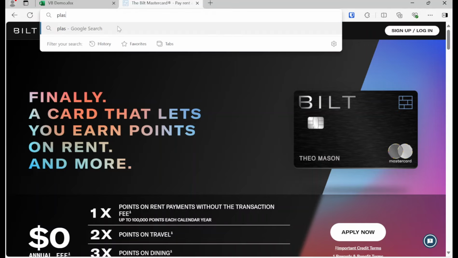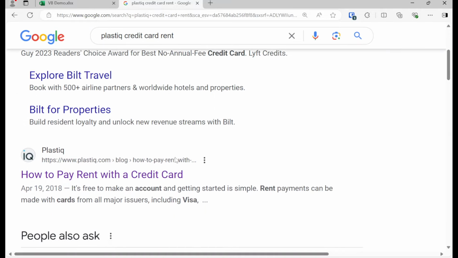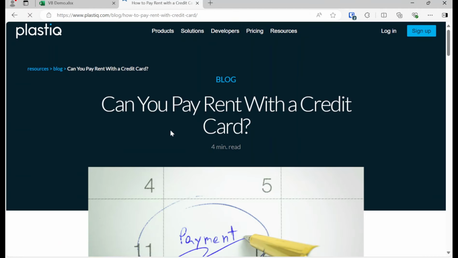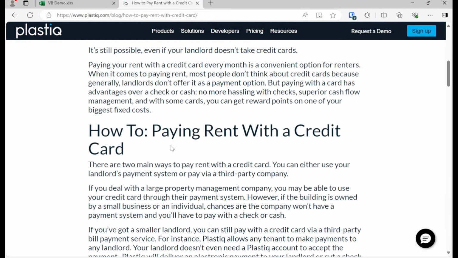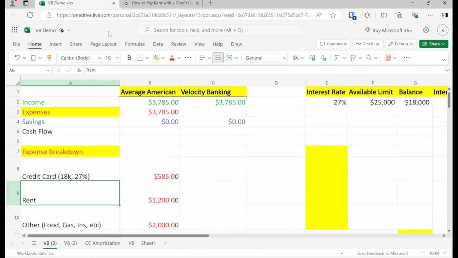Another service that you can use is Plastiq. Look up Plastiq credit card rent, and you can see that they have an article about how to pay rent with a credit card. Again, right here, it says pay your rent with Plastiq. It's actually pronounced Plastic with a Q. But I like Plastique because it reminds me of Mystique from X-Men, if you know what I'm talking about. There are several solutions out there. So when people are like, oh my goodness, what kind of fantasy world are you living in? I'll be like, okay, boomer, even though some boomers are cool.